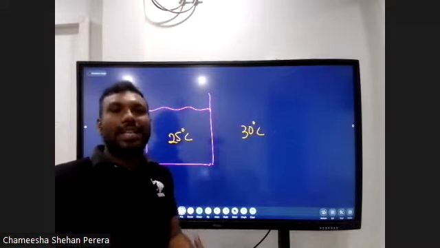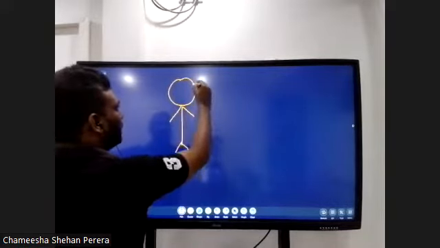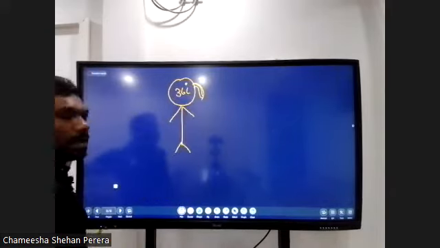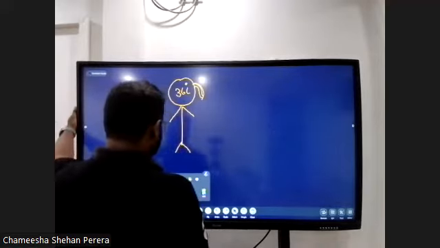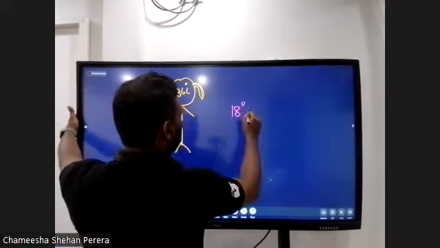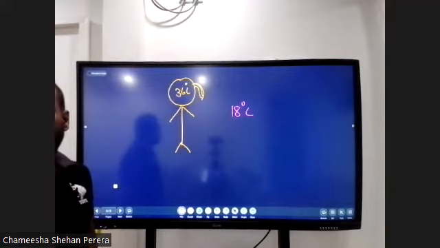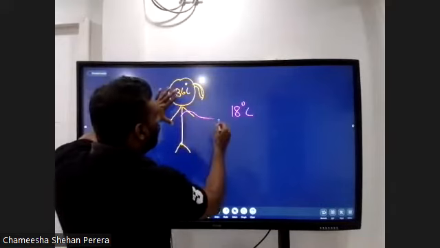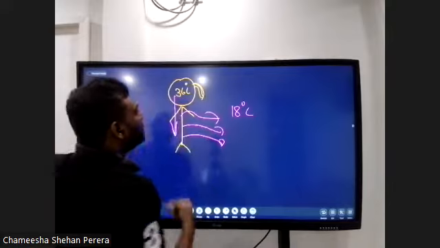Now take you as an example. Upe's body temperature is 36. Let's imagine Upe goes to Nuwara Eliya, which is somewhere around 18 degrees Celsius. What do you feel, Upe? You feel cold. You feel cold because your body heat goes out, and your internal body temperature drops down.